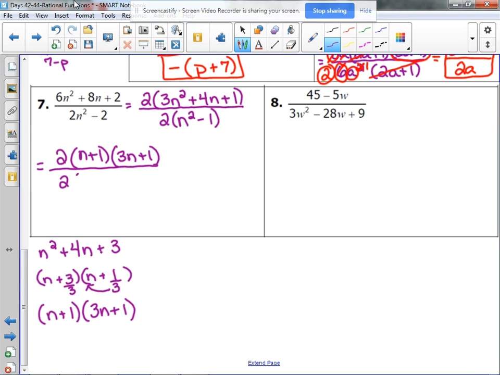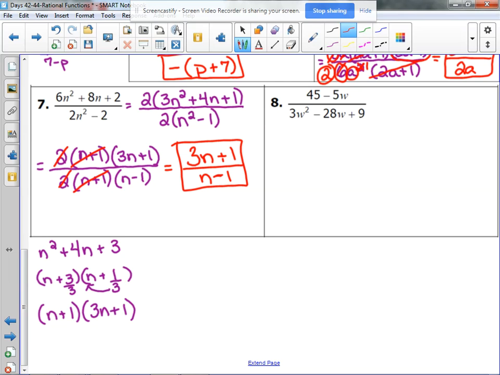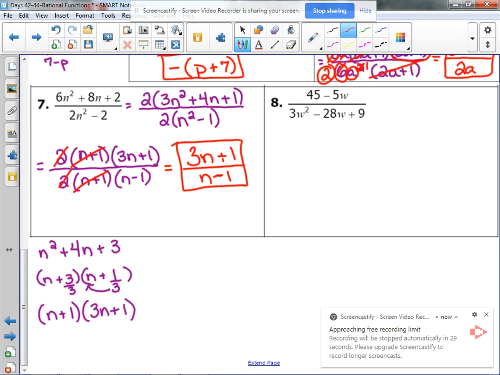In the denominator, that's the difference of perfect squares. That's n plus 1 times n minus 1. So what can we cancel? We can cancel those 2's. We can cancel the n plus 1. We are left with 3n plus 1 over n minus 1. Nothing else cancels. We can't do anything with those 1's. That's as far as we can go. You can graph it to confirm.